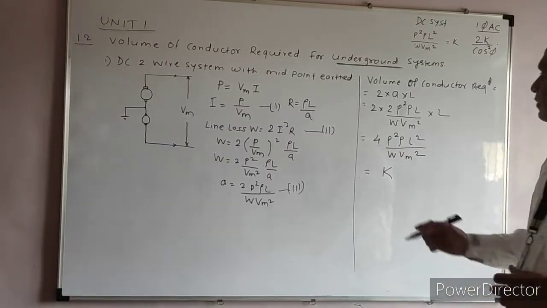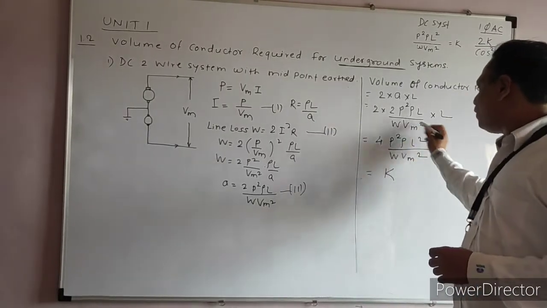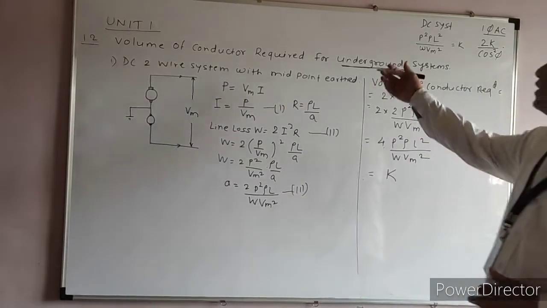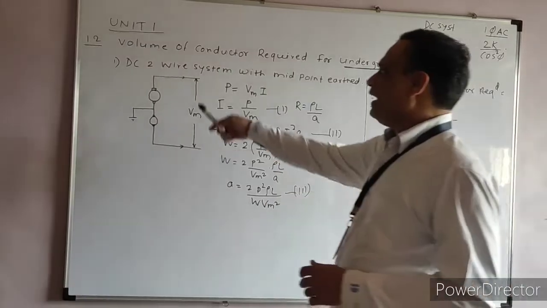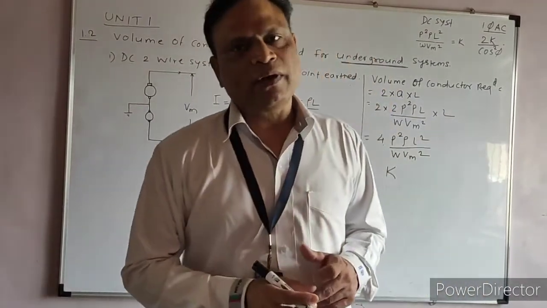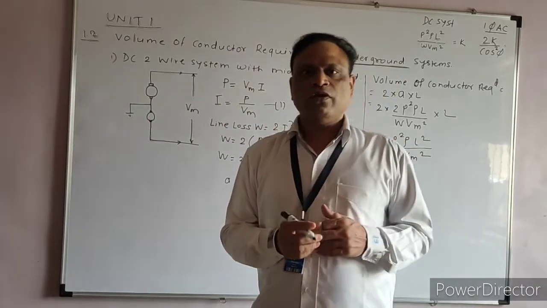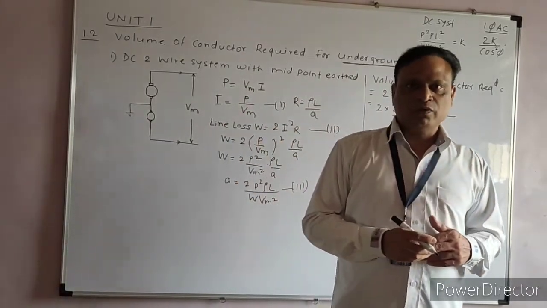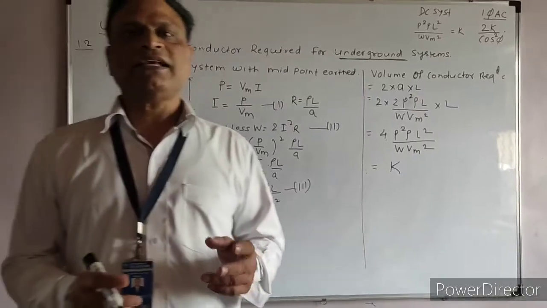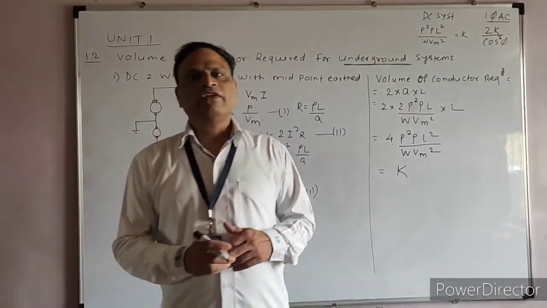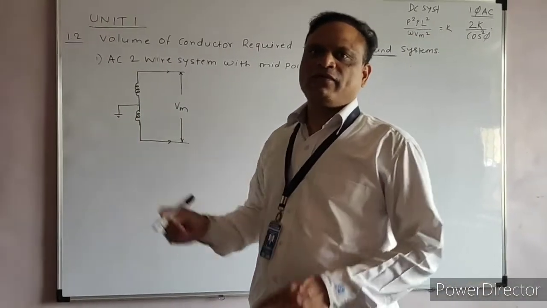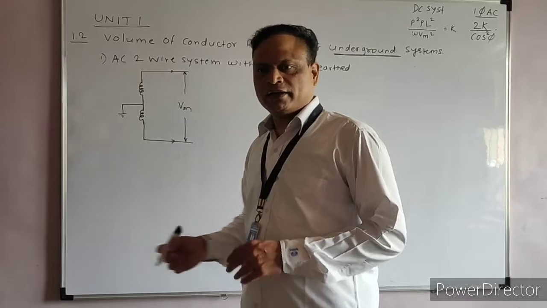For underground systems we are mentioning this value as K, and this will be treated as a benchmark for further underground systems. That means AC 2-wire system with midpoint earth, as well as 3-phase 3-wire system, as well as 3-phase 4-wire system. So now we'll see the next equation, that's AC single phase 2-wire with midpoint earth system. So this is AC single phase system with midpoint earth.